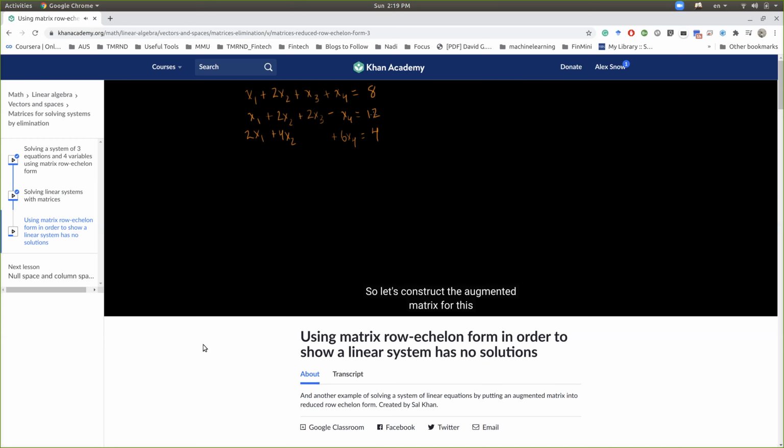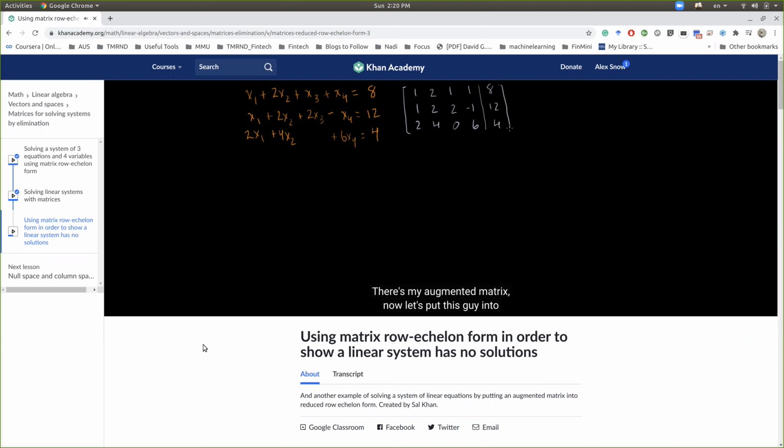So let's construct the augmented matrix for this system of equations. My coefficients on the x1 terms are 1, 1, and 2. Coefficients on the x2 are 2, 2, and 4. Coefficients on the x3 are 1, 2, and 0. There's, of course, no x3 term in the last equation, so we can use a 0 coefficient. Coefficients on the x4 are 1, minus 1, and 6. And then on the right-hand side of the equal sign, I have 8, 12, and 4. There's my augmented matrix.